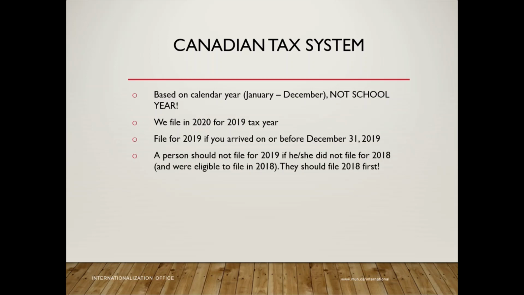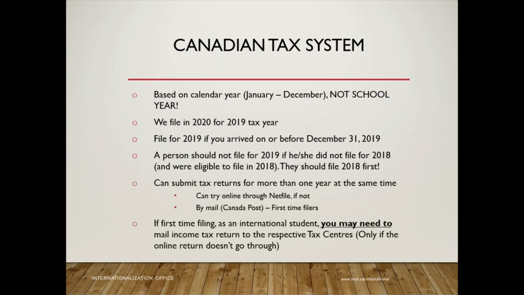Now, if you arrived on or before December 31st, 2019, you should file for 2019. Now, if a person was here for 2018, then they should file 2018 first and then 2019.